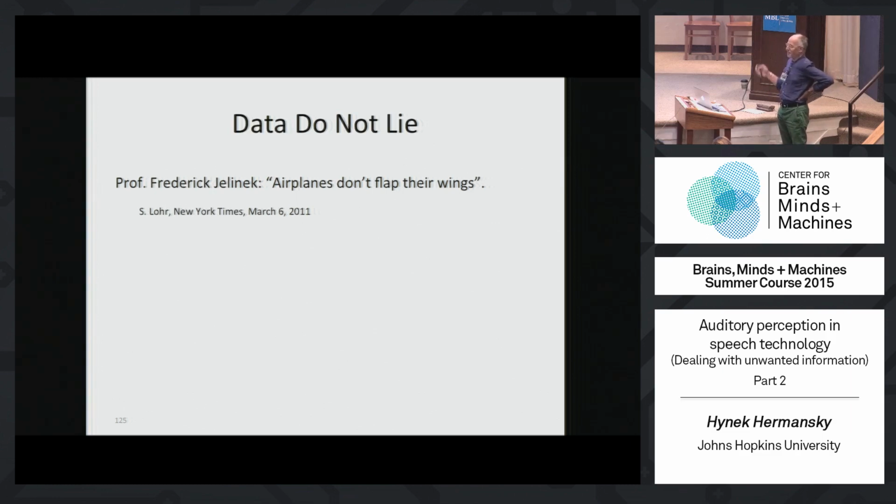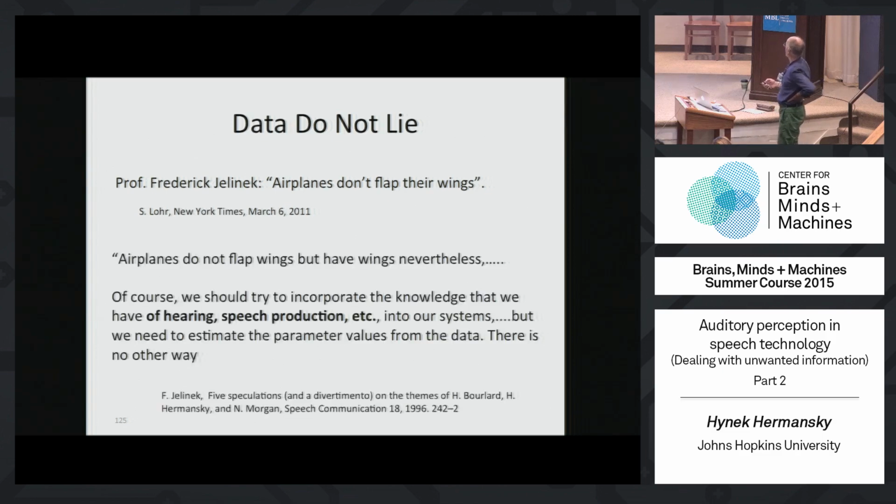And so I was challenged by my friend, late Professor Fred Jelinek. He is claimed to say airplanes don't flap wings, so why should we be putting the knowledge of the hearing in? Actually, he said something quite different. This is what the New York Times quoted after he passed away, because that was supposedly one of his famous quotes. No, he said something else. Well, airplanes do not flap wings, but they have wings nevertheless. They use some knowledge from the nature in order to get the job done. The flapping of the wings is not important. Having the wings is important if you want to create the machine which is heavier than the air and flies.